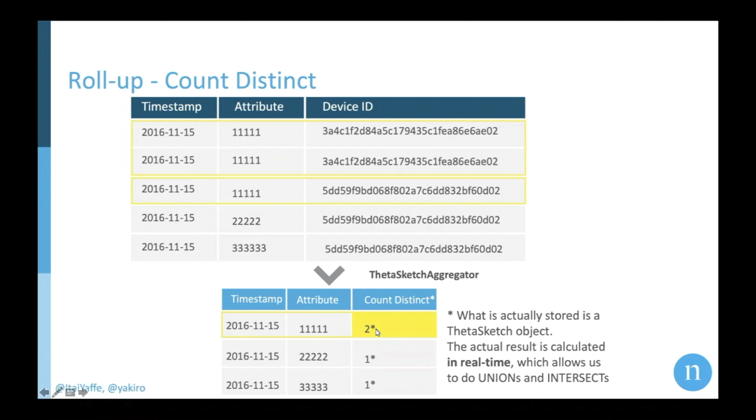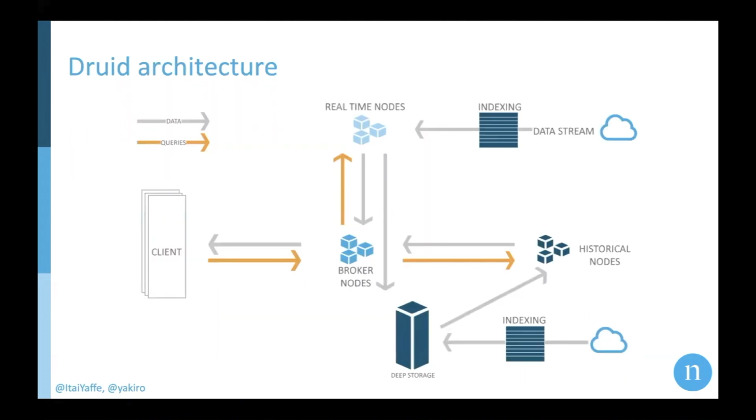What Druid actually stores is some kind of a Theta sketch object, a data structure within the memory. And then on query time, it can perform unions and intersections between those Theta sketch objects. So using the Theta sketch aggregator gives us the ability to do all those set-theoretic operations we want to do on our 80K plus attributes.